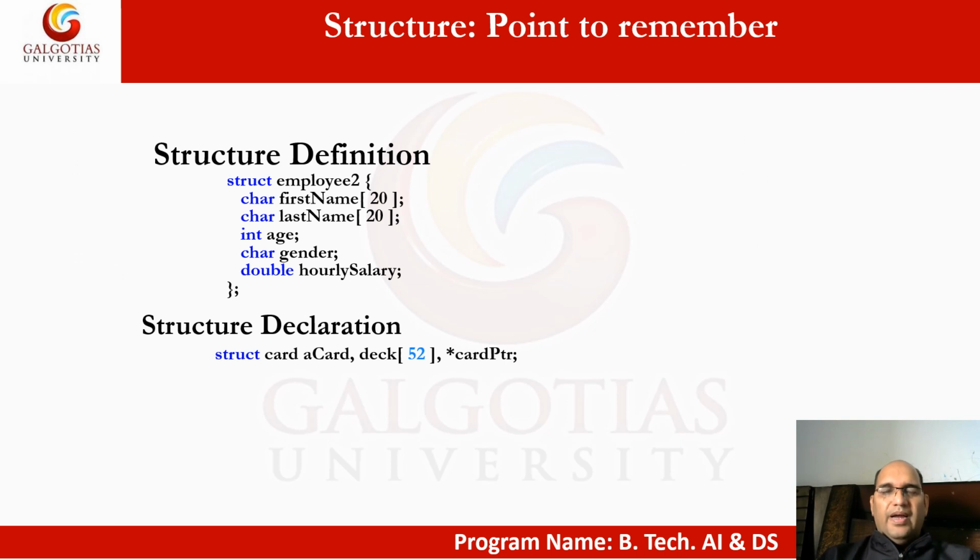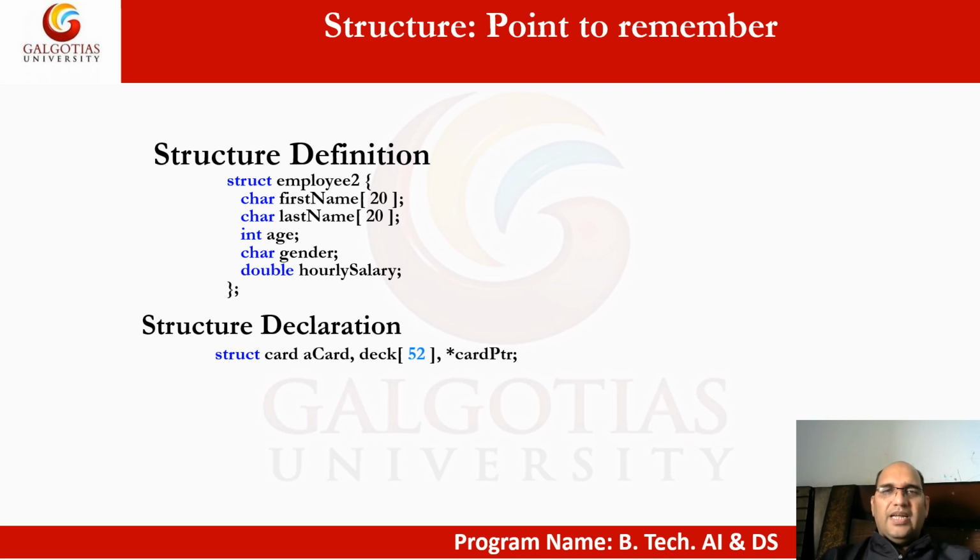A point to remember: try to understand the difference between definition and declaration. What happens when we define a structure? How do we define a structure? We write struct and then a name for that structure, and then all the members inside, and it should end with a semicolon. What happens when you do the definition? The definition only tells you that there is a structure with the name, let's say employee 2, and this is just like how it is predefined what the properties of an integer or a floating point are. In the same way we have defined the structure here.